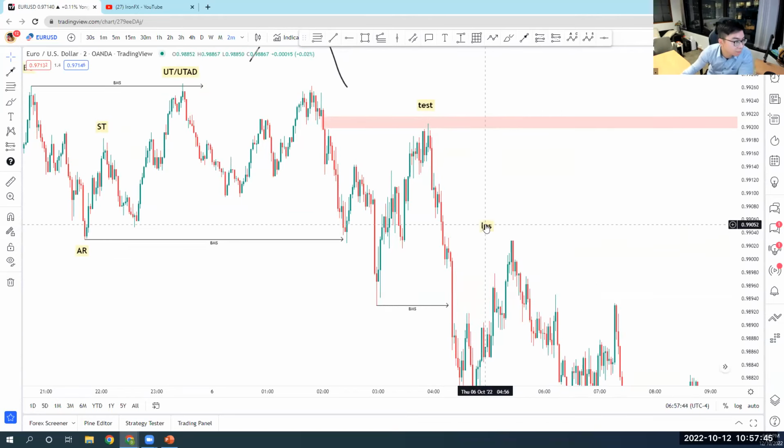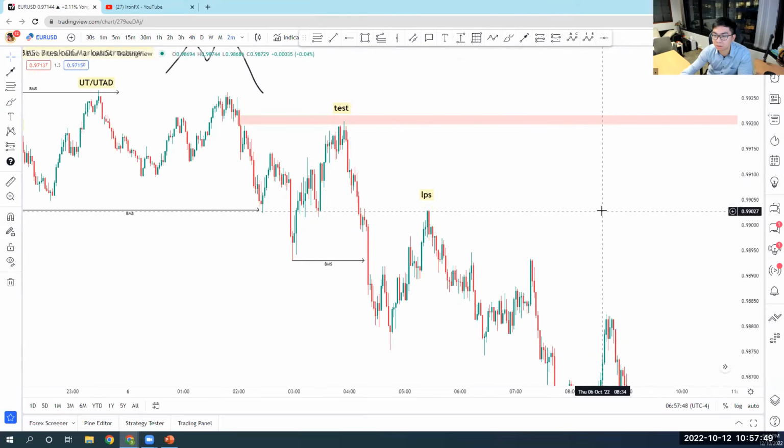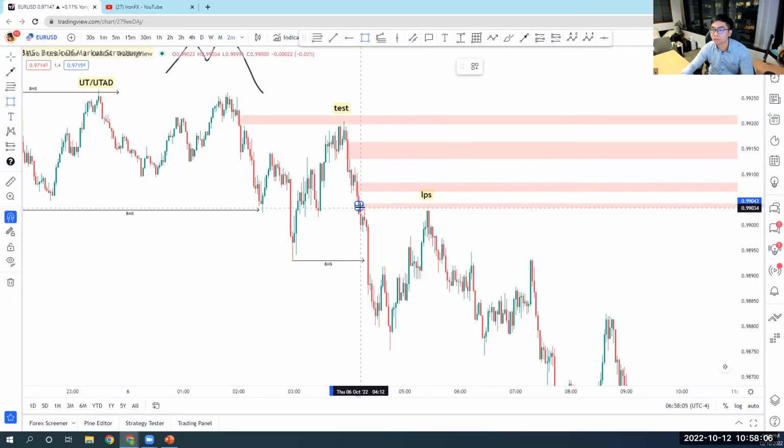This is where we start to plan our entry. Just remember, not every market imbalance has to be cleared. So if I draw it out, you can see there are so many of them. It's all over on the 2-minute charts. So which one do I enter? There are so many.